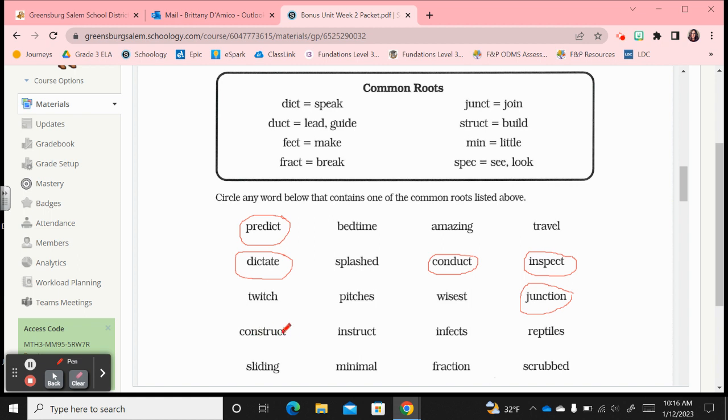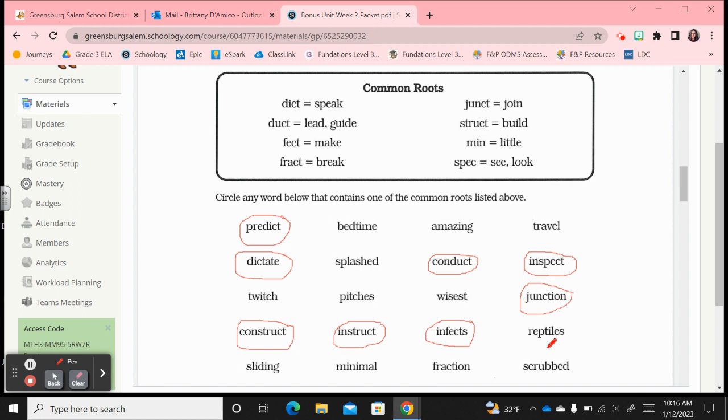Construct. Oh, yeah, we know if you construct a tower of blocks, you are building a tower of blocks, or construct a sandcastle. Struct is a common root. Instruct, if I instruct you on how to do something, I'm building your knowledge, right? Instructing. How about infect? Yeah, F-E-C-T. If you get infected, it means you're made sick.